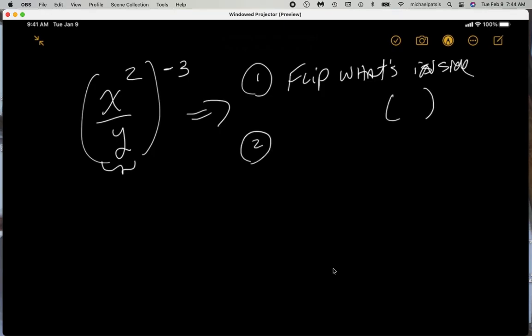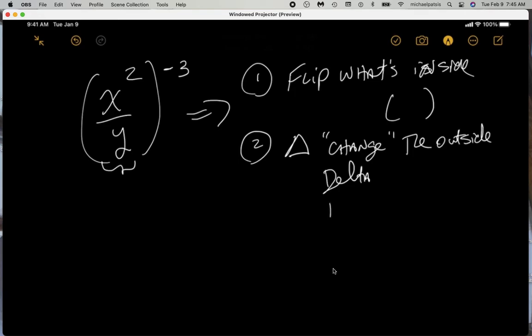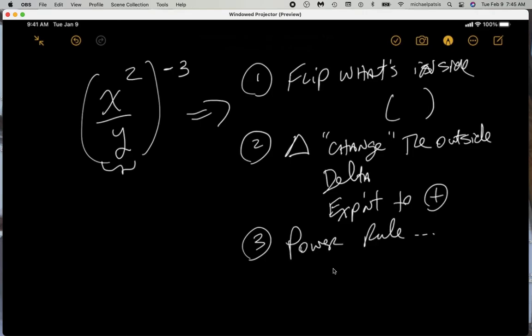Two, you change. This means change in math and in physics. Delta means change. You change the outside exponent to positive, and three, you apply the power rule. Okay, so if you want, you should pause the video and take a photograph of that.